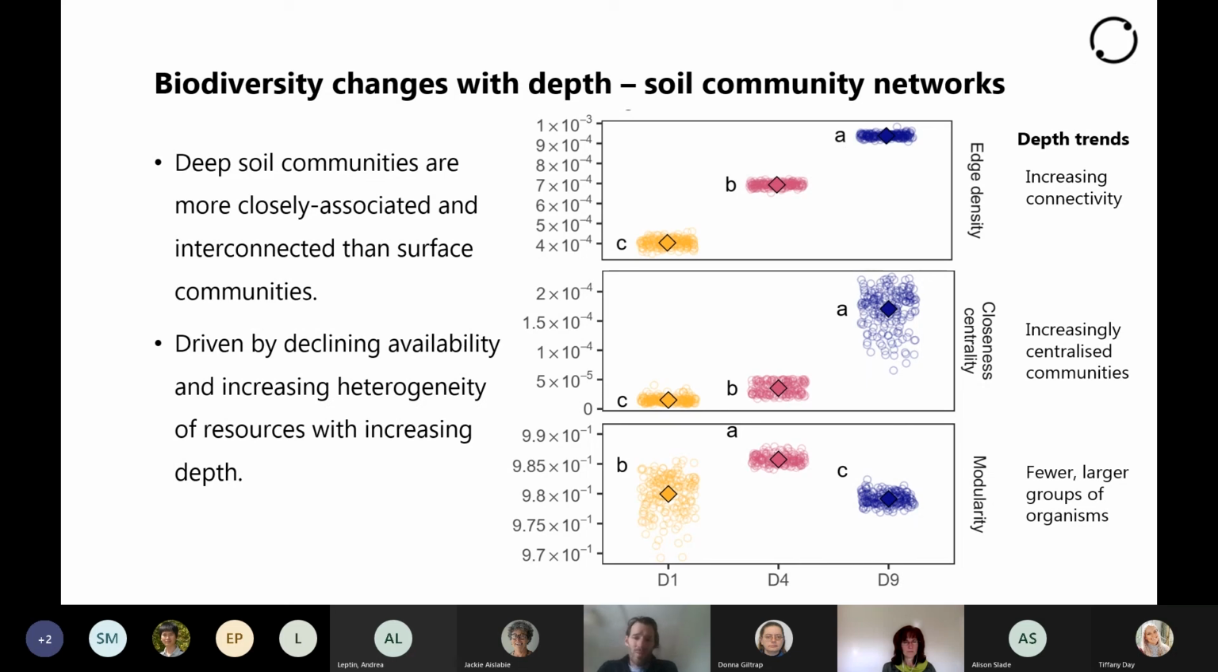So this all shows that communities in the deep soil have different structure, composition, and likely function compared to those in the topsoil. And with that, I'll hand back to Gwen to sum up.